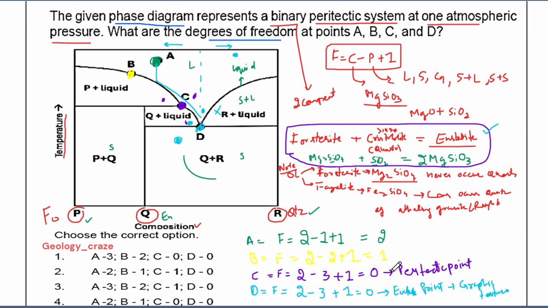Now after understanding this and our options, with respect to this our answer is this one. Now I will remove this part and tell you that at this peritectic point we will get corona texture or reaction rim. Now I will tell you why this corona texture forms at this point and why we get graphic texture at the other.